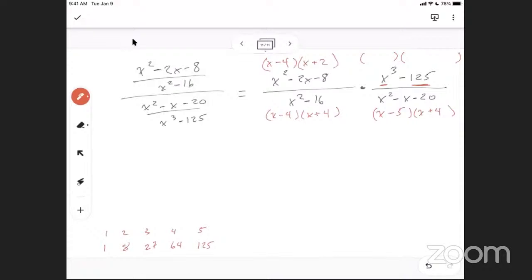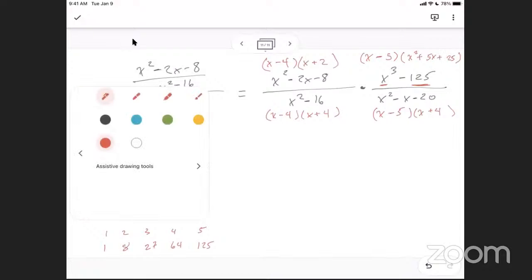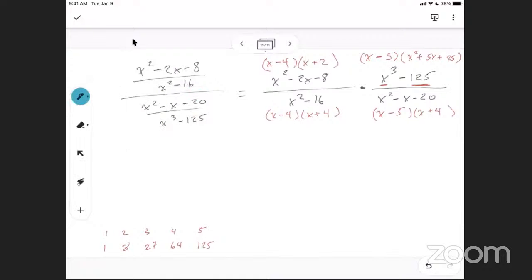So it's going to be x and x squared. It's going to be 5 and 5 squared. And then it's going to be 5 times x. Now, what are the signs going to be? Same, opposite, always positive. Good. You ready to start canceling? Yeah. The x minus 4 and the x minus 4 cancel.